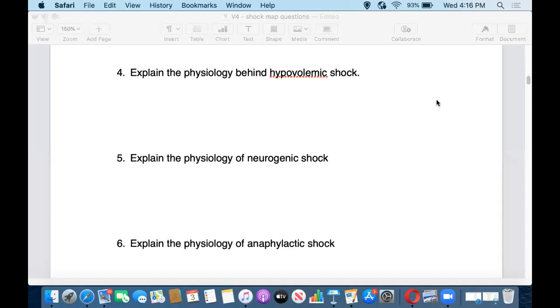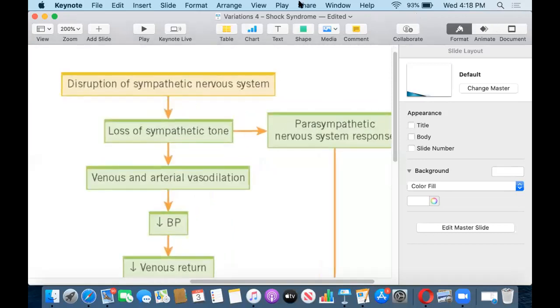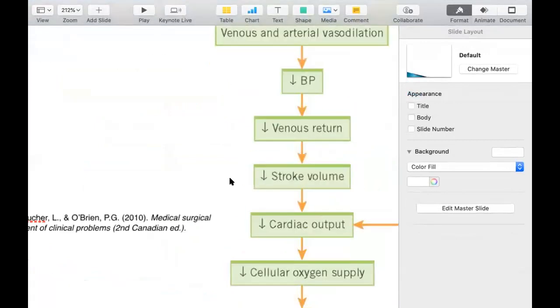All right, so question number 5, explain the physiology of neurogenic shock. We did come up against a type of neurogenic shock when we looked at the neurological unit a little ways back. This diagram from the textbook really does a pretty good job of summarizing what we'd like to say about this right now.